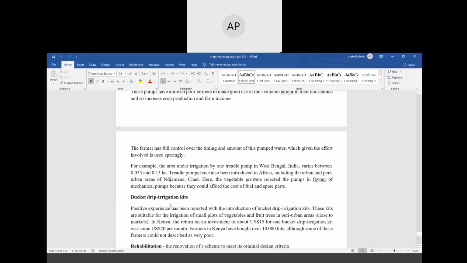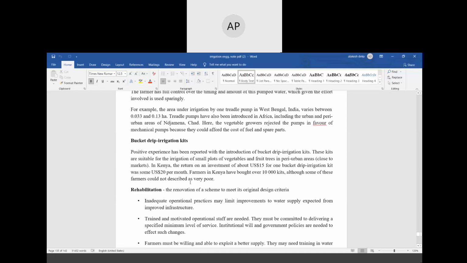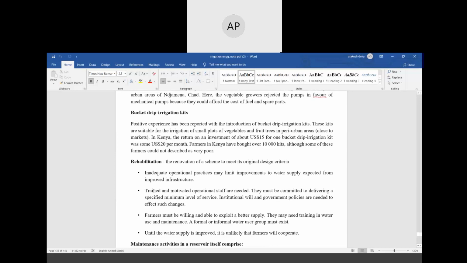Okay, so bucket drip irrigation kits. What is that? Positive experience has been reported with the introduction of bucket drip irrigation kits. These kits are suitable for the irrigation of small plots of vegetables and fruit trees in peri-urban areas. In Kenya, the return on investment of about US $15 for one bucket drip irrigation kit was about even per month. Farmers in Kenya have bought about 10,000 kits. I don't know if it is applicable in India or not. I think we have not applied these techniques.